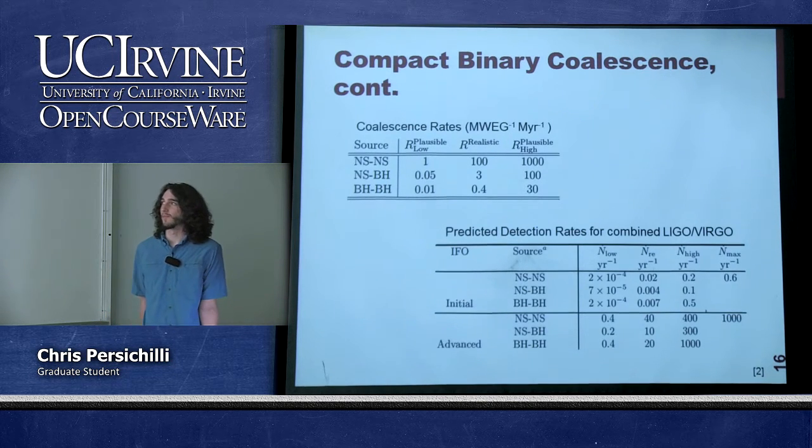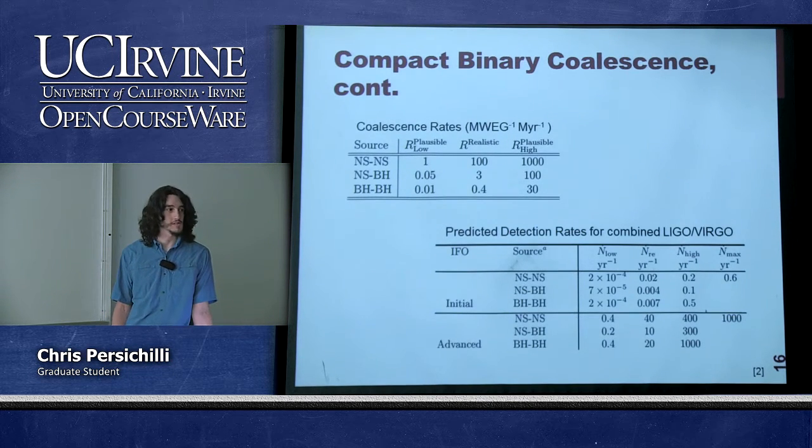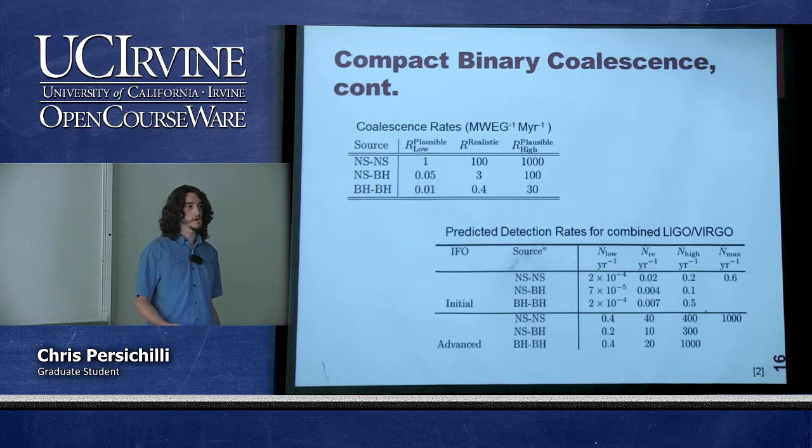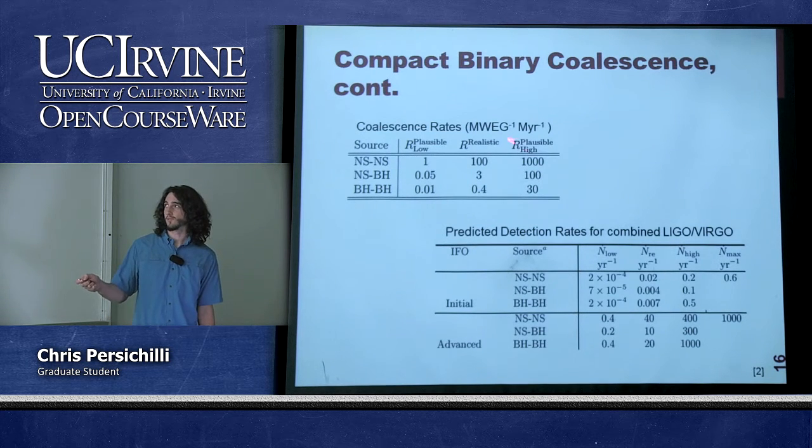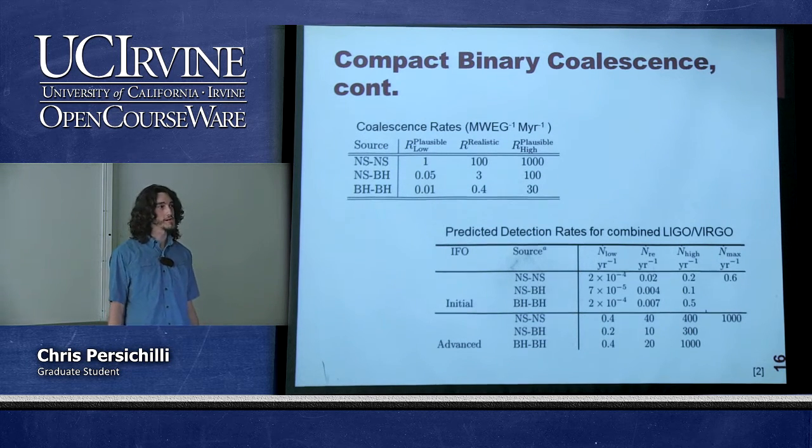And just to give an idea about whether or not we actually expect to see these things, this table here shows the expected merger rates. NS is neutron star and BH is black hole. So this is for neutron star, black hole. It shows how many of these we expect in a MWEG, a Milky Way equivalent galaxy, per million years. So you can see that these things are not very common and the likelihood of seeing one in our galaxy is very low.